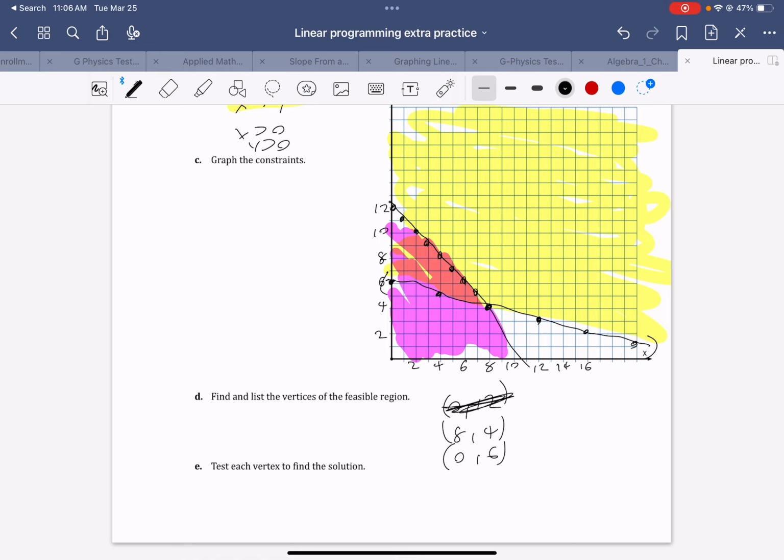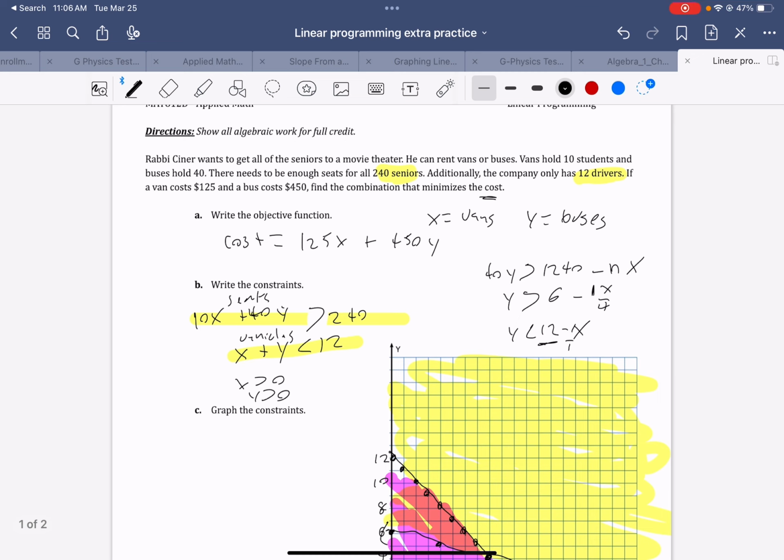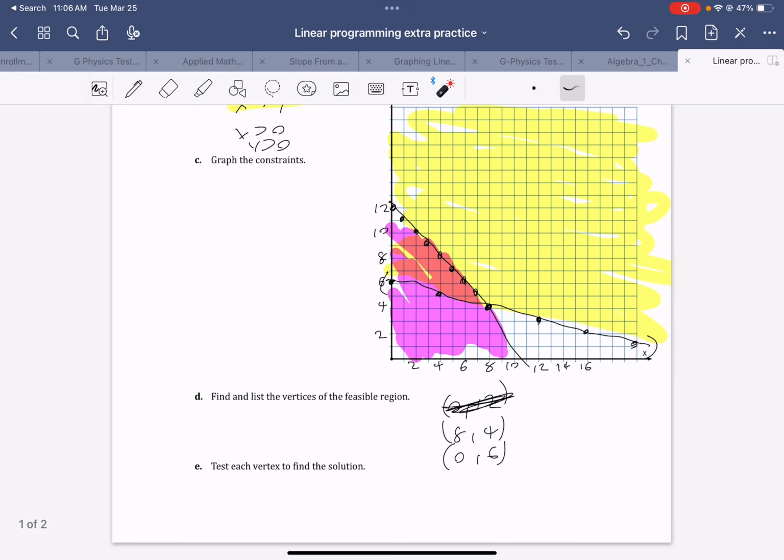So the cost of 8 vans and 4 buses, based on our objective function up here, is 125 times 8 plus 450 times 4. Let's do some very basic math over here. 125 times 8 is 1,000, and 450 times 4 is 1,800, so this is going to be 2,800. And then 0 times 125 we can ignore, and 450 times 6 is just 2,700.